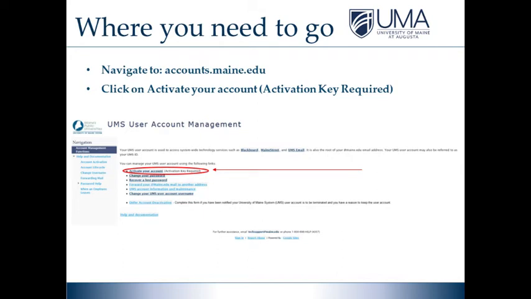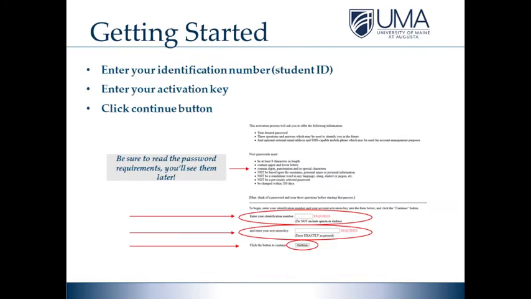Once you have your student ID number and activation key, you will want to navigate to accounts.maine.edu. This link was also provided in the emails that you received, but can be easily accessed using the direct URL or a simple Google search. Once you get to the UMS User Management Account page, select Activate Your Account. Before you get started, you'll want to read the password requirements on this page. You won't need to do this now, but it will be a part of the process later.